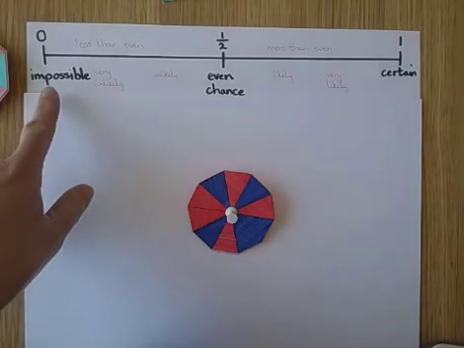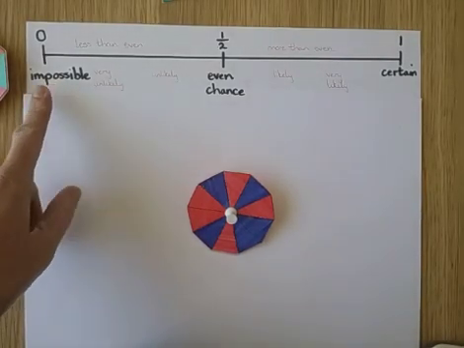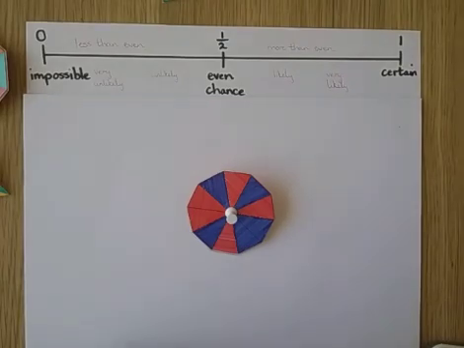But for a quick recap, we've got words like impossible. Impossible describes something that's definitely not going to happen. We've got certain, where the event is definitely going to happen. If something is described as being an even chance, then there's a half chance that it'll happen. It's as likely to happen as it is not to happen.